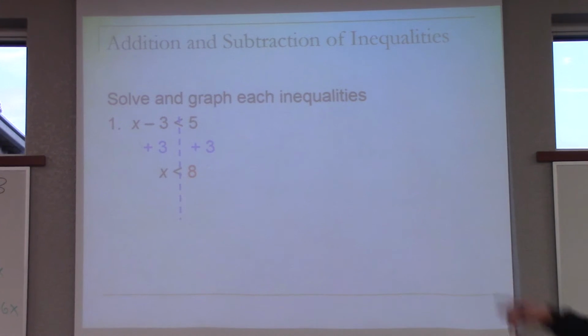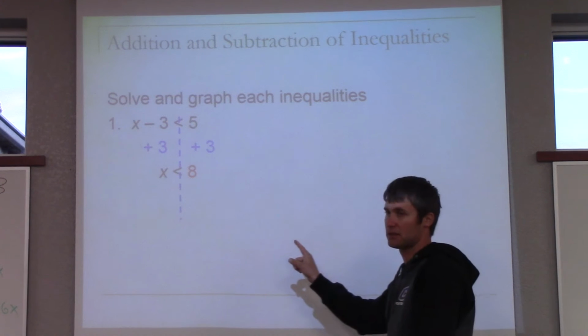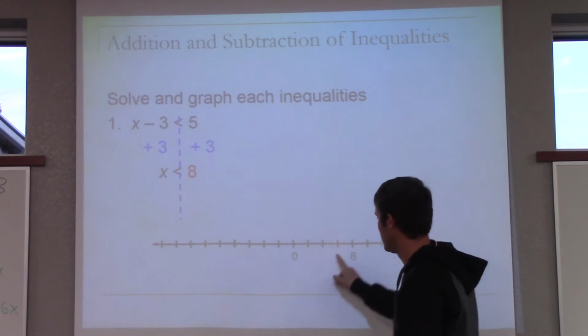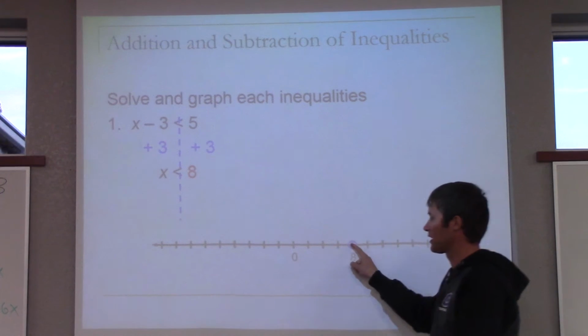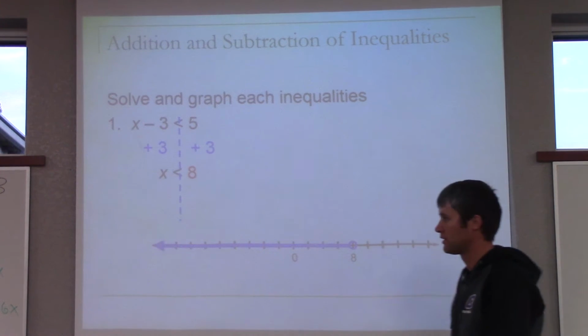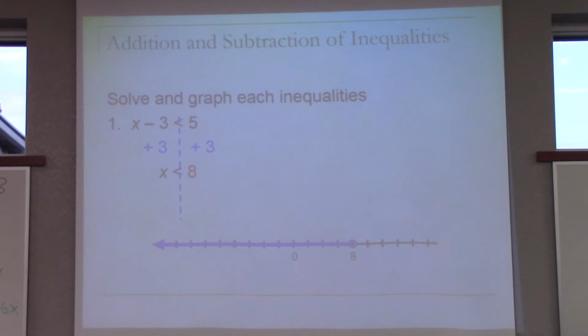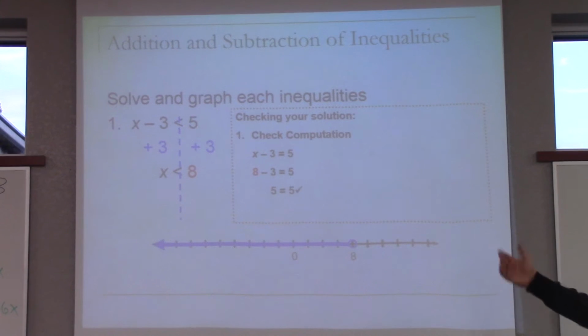So remember, less than means open dot. So we go to 8, put an open dot. We want values that are less than that, so we shade to the left. We can check it. Choose a value that's less than 8, any value less than 8, and see if it works.